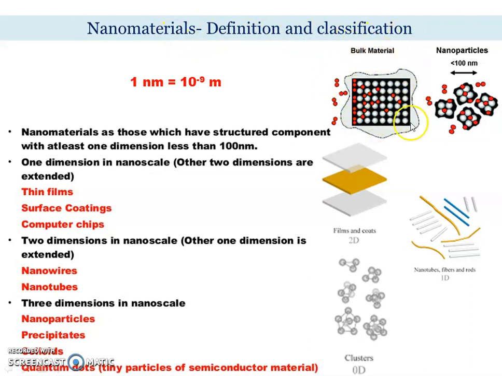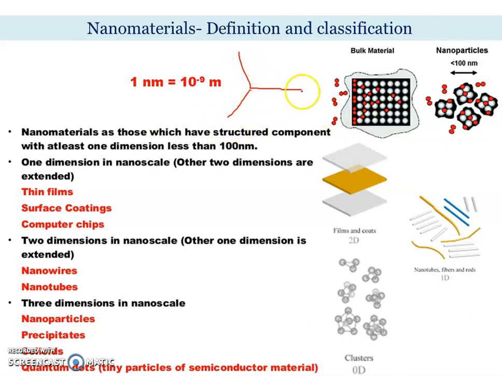This is the bulk material. This is the nanomaterial. And we are going to see what the difference is between bulk material and nanomaterial. Here is the definition: nanomaterials are those which have a structured component with at least one dimension less than 100 nanometers. You can say any material has a three-dimensional structure, for example, a cube, which means length, breadth and thickness: the x-axis, y-axis and z-axis.